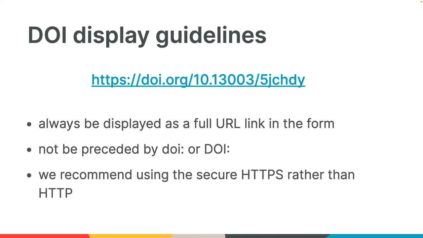Guidelines also make it easy for users to cut and paste or click and share a DOI. For example, using right-click to copy a URL. And then using the full URL gets users to recognize that a Crossref DOI is both a persistent link as well as a persistent identifier. And it also enables machines to recognize Crossref DOIs as URLs.